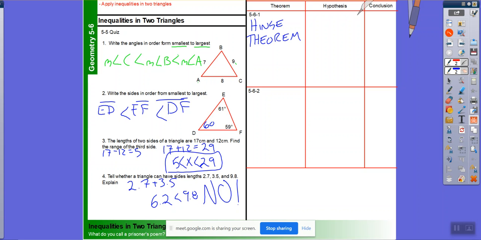So 2 days ago we talked about relationships with sides and angles inside one triangle. Today we're going to be talking about sides and angles and the relationship of 2 different triangles. And that's going to be talking about the Hinge Theorem. So let's say we have 2 triangles. Let's say we have this triangle right here, and then we have this triangle here.